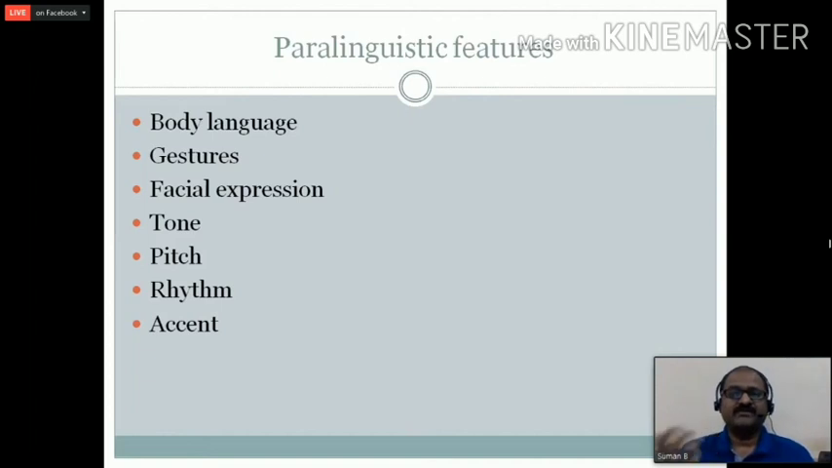If you remember, when we talked about the difference between speech and writing, we talked about this. There are many features that help in spoken language apart from the language when we are communicating. So what are these important things? These are things like body language, gestures, facial expression, tone, pitch, rhythm, accent, etc. Body language, in fact, is a very generic term. In fact, gestures and facial expressions also come into body language.